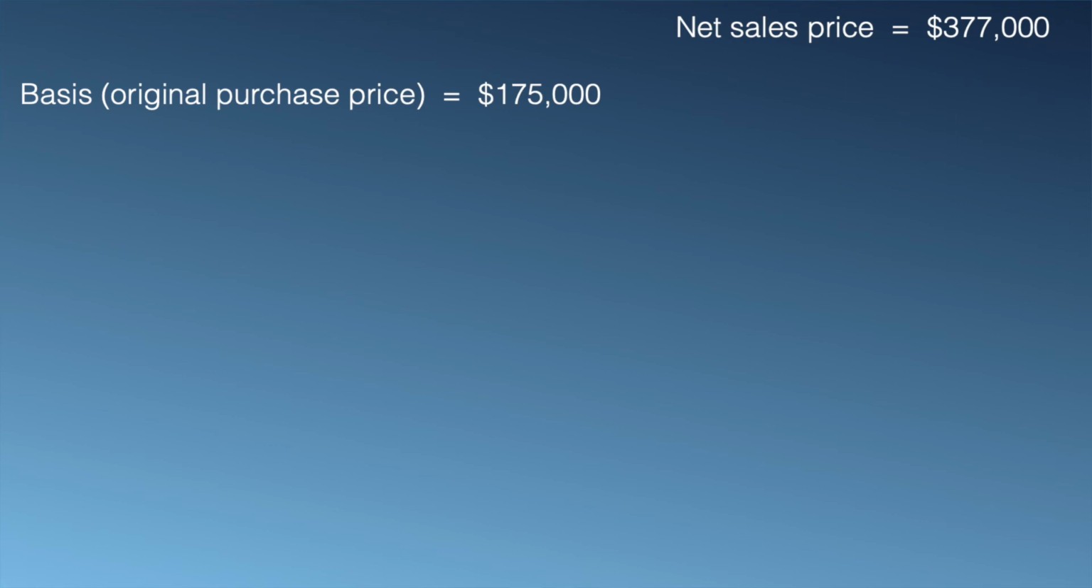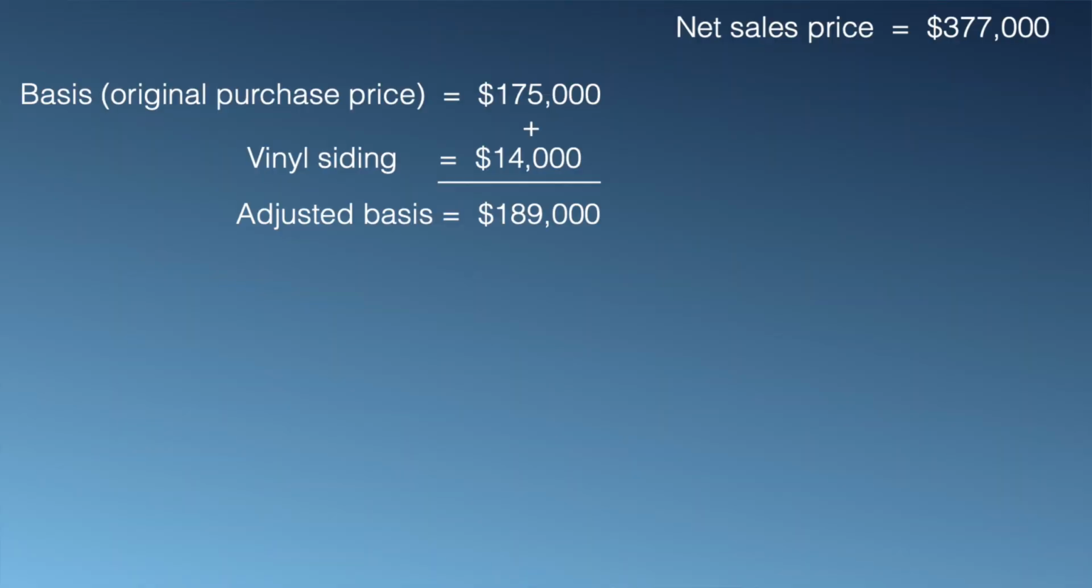Okay, so that's our starting point. Now we need to figure out, well, how much did the investor buy the property for? What was the basis? Well, here in the example the basis is $175,000. So the investor bought this property for $175,000. That's the basis. However, the investor paid an extra $14,000 to side the property to get more money out of it. So we're going to now add that $14,000 to the basis, and that's going to bring us to $189,000. So that's our new starting point.